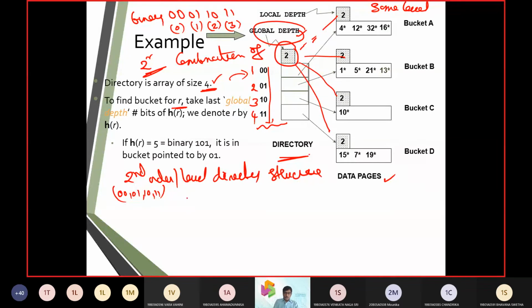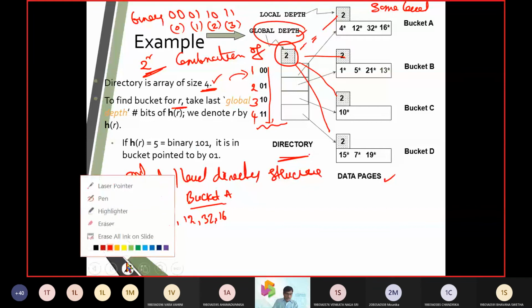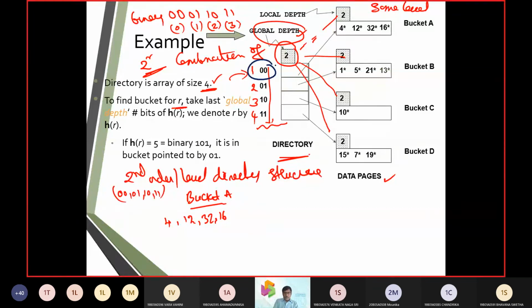Okay, next question. In the bucket we have A, 4, 12, 32, 16. Why not 10, why not 1, why not 19, why not X, why not Z? Why did you put only these elements? Okay, fine. Now, we should understand at this point that 0 0 was at the first position, 0 1 at the second position, 1 0 at the third position, 1 1 at the fourth position.